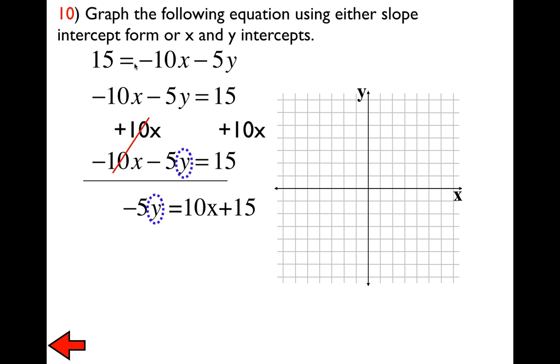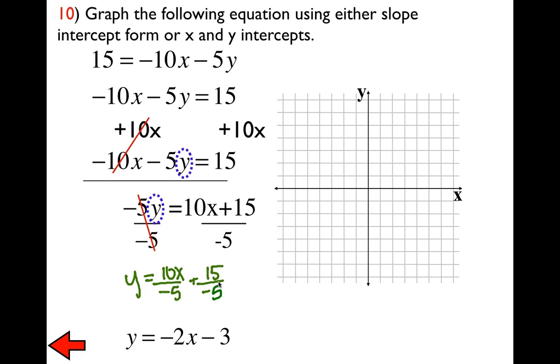Then I have to get rid of my coefficient by dividing both sides by negative 5, which would leave me with y equals 10x over negative 5 plus 15 over negative 5. So here all I need to do is reduce, and I'm going to end up with y equals negative 2x minus 3. This is in slope-intercept form, so I'm going to say the y-intercept is at negative 3. And my slope, since it's written as a whole number, I'm going to write it as a fraction by putting it over 1. So here it's going to go down 2 over 1, down 2 over 1.